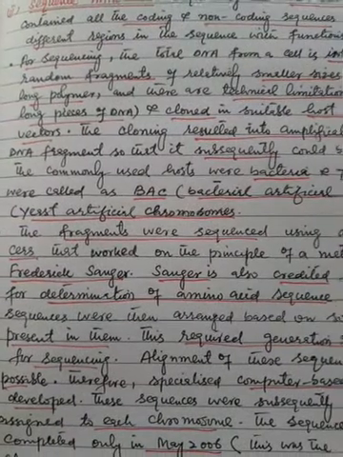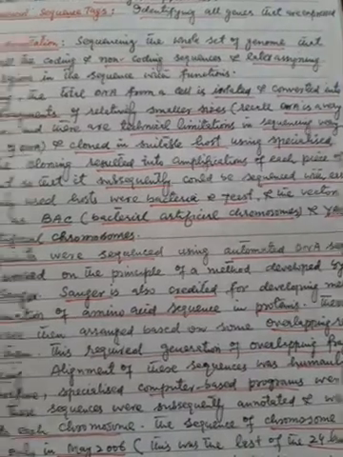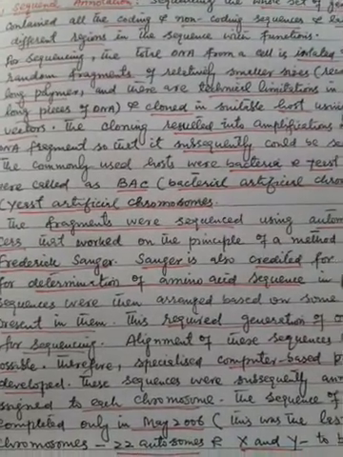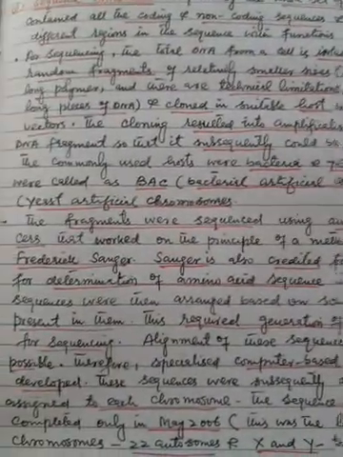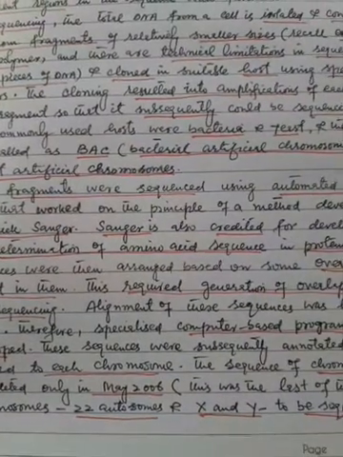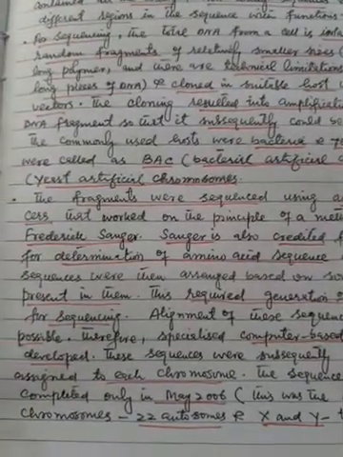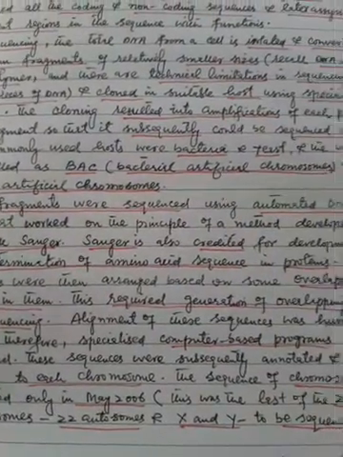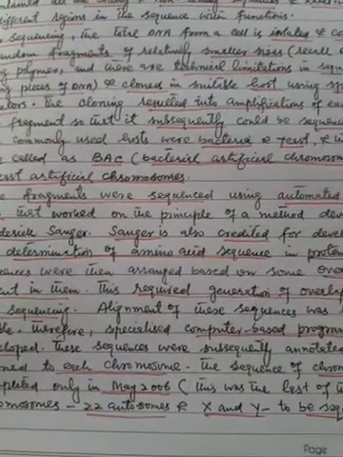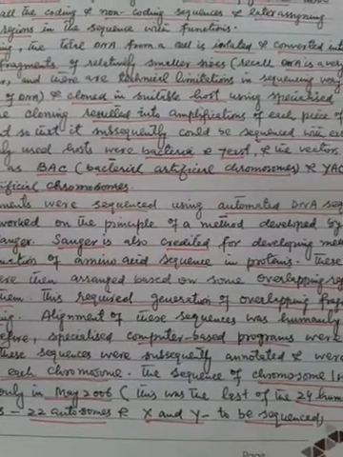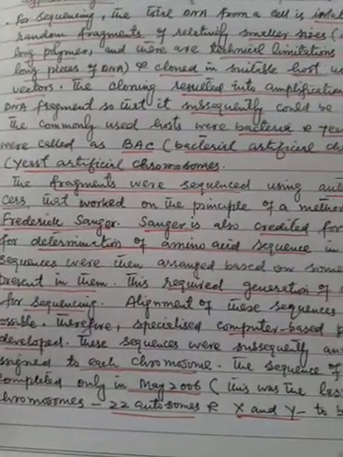These sequences were then arranged based on some overlapping regions present in them. This required generation of overlapping fragments for sequencing. Alignment of these sequences was humanly not possible. Therefore, specialized computer based programs were developed. These sequences were subsequently annotated and were assigned to each chromosome.